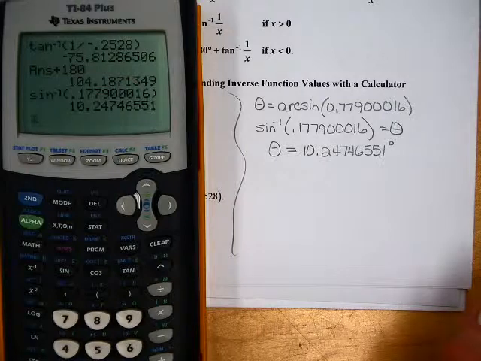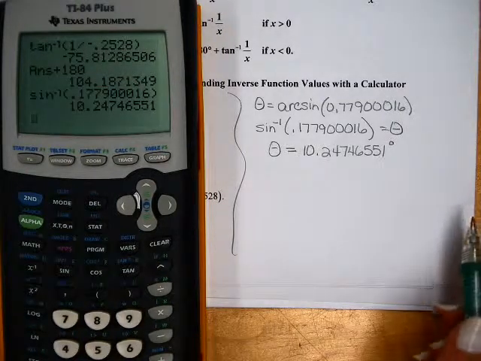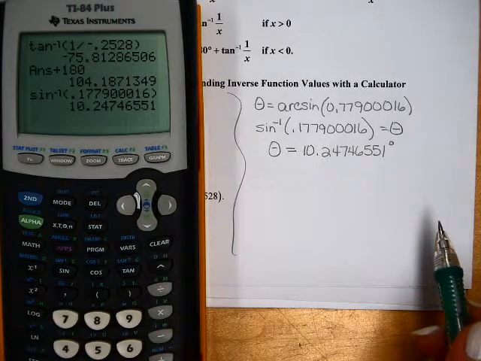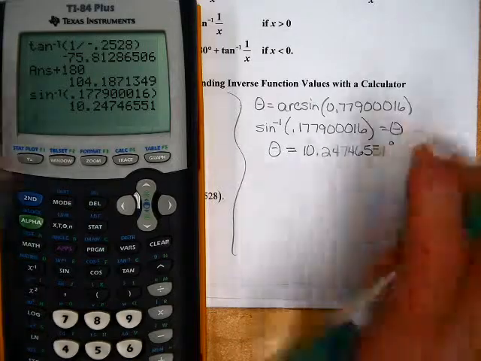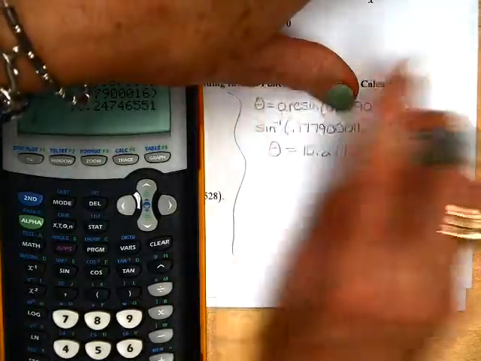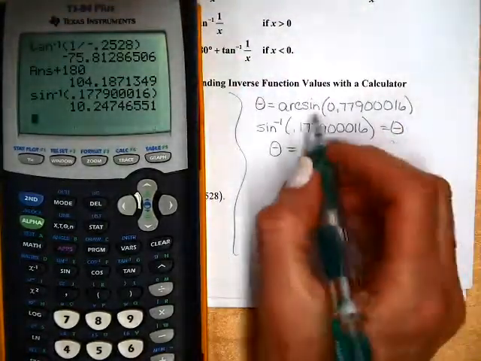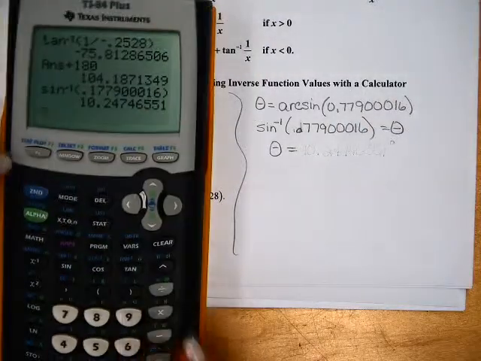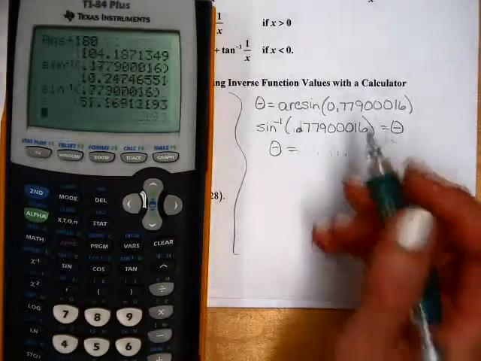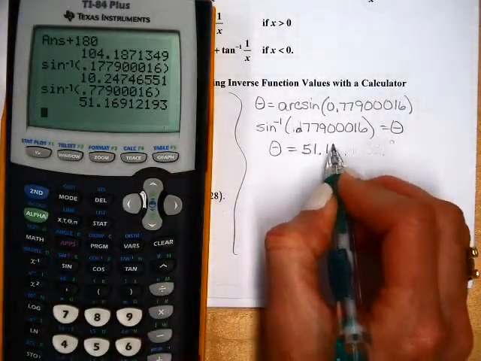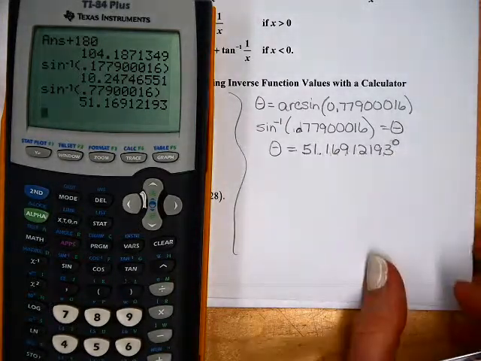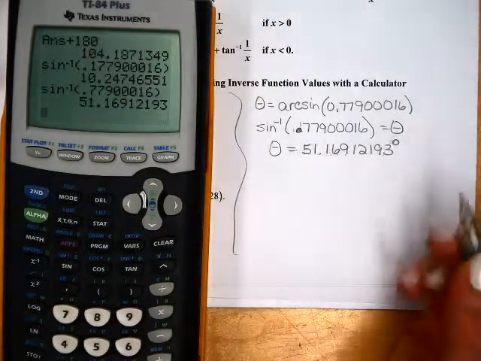Did y'all get my same answer? No? No, on the first one you put 177 and... Oh, I added a 1, didn't I? I wonder why I did that. How about if I erase that? I'm getting a little creative. How about if I try that again? Ooh, big difference. How about 51.169121193, and we are in degrees, so do not forget your degree symbol. I apologize for putting that 1 in there. I don't know what I was doing.